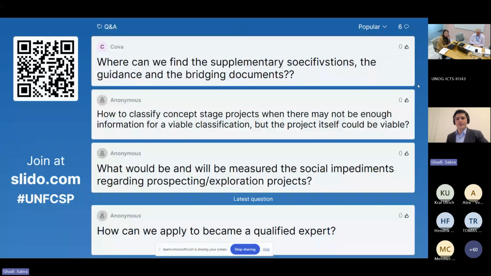Where can we find the supplementary specifications, the guidance, and the bridging documents? I will go ahead and answer that. I will drop the link in the chat for you to be able to access all the UNFC related documents. They're up on the UNECE website.